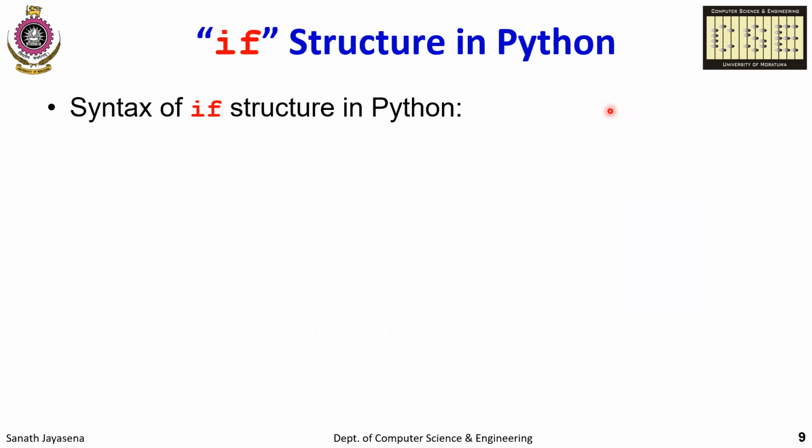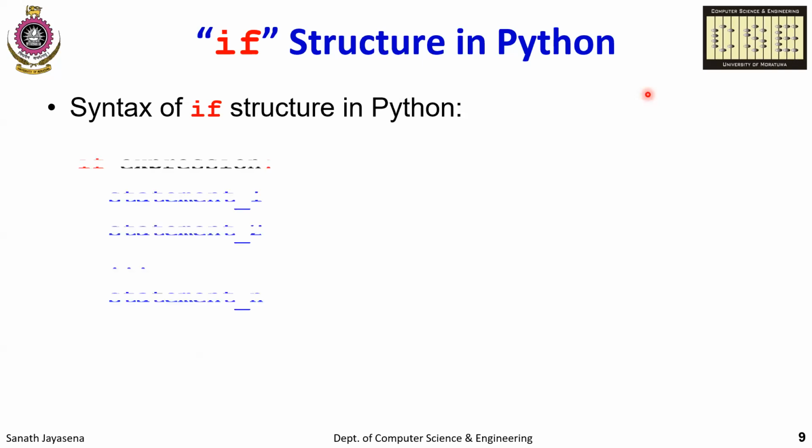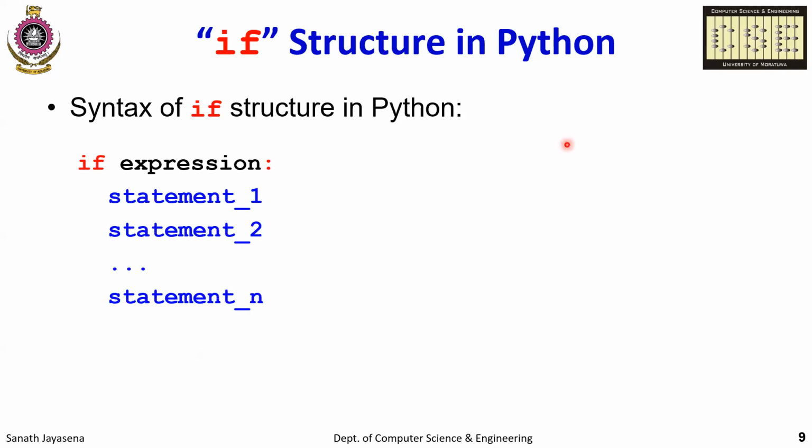So the if structure in Python: if is a keyword. The syntax of the if structure in Python will be like this. We have if and some expression. If is a keyword, and after this expression, very importantly, there's a colon here. The colon is shown in red color here to display it prominently. After that, you have a few statements here: statement 1, 2, maybe up to some number n.